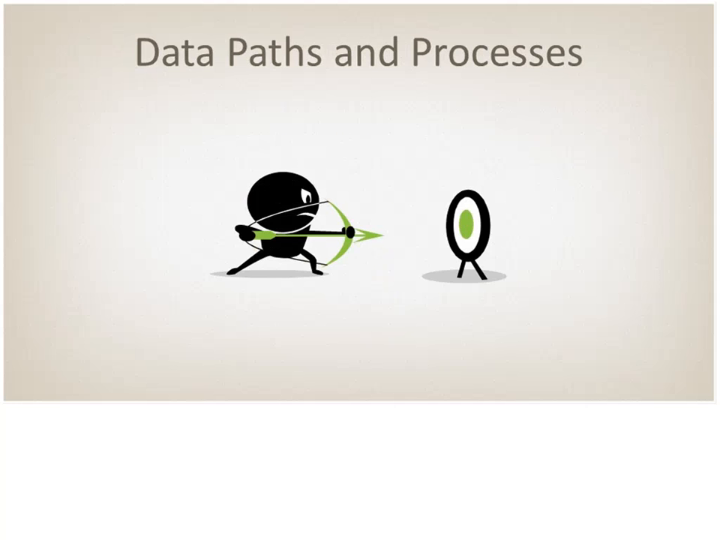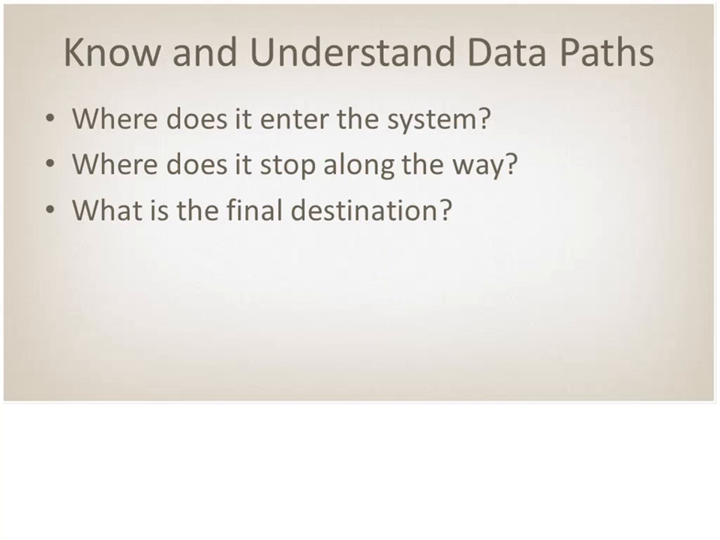Once you get past the actual technologies involved, that is the client stuff and the server stuff, and where all the pieces fit together and how they work together, the next thing you have to worry about is data. Because, as you know, people put data into CRM in order to be able to get data out of CRM. So the data paths and the processes those paths are involved with are very important. So the first thing we need to know is, where does data enter the system? Where does it stop along the way? And what is its final destination?